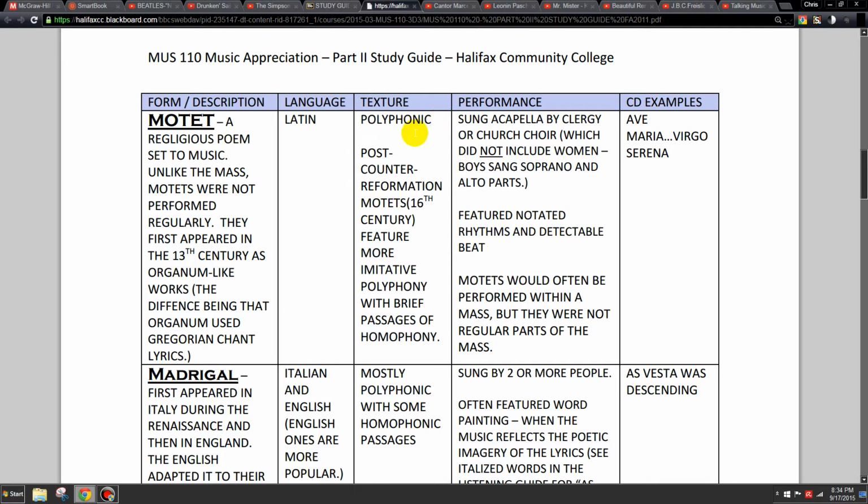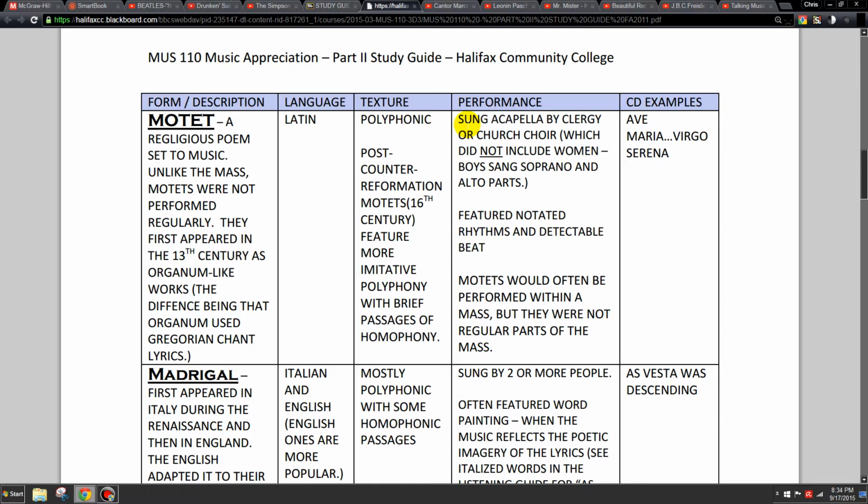It's polyphonic texture. Notice that's different from the monophonic we had with Gregorian chant. So if you hear polyphonic texture, it's not Gregorian chant. All right, and some post-Counter Reformation motets had more what we call imitative polyphony with brief passages of homophony. So occasional little passages of homophonic texture may exist if it's past the 16th century, because motets for hundreds of years were used by the Catholic Church.